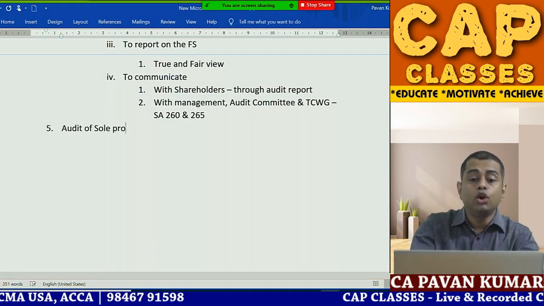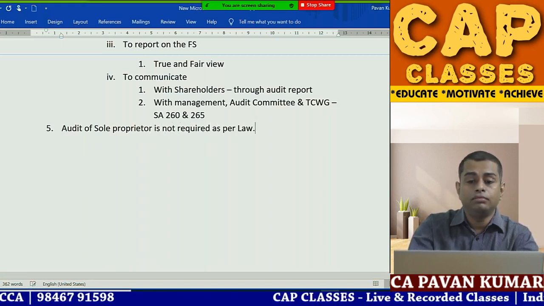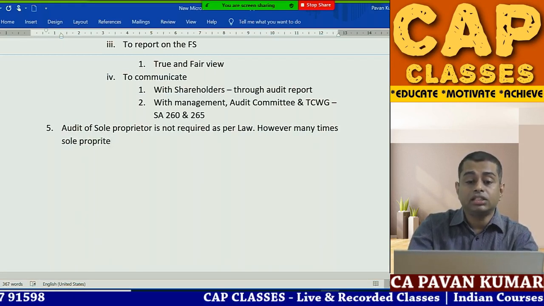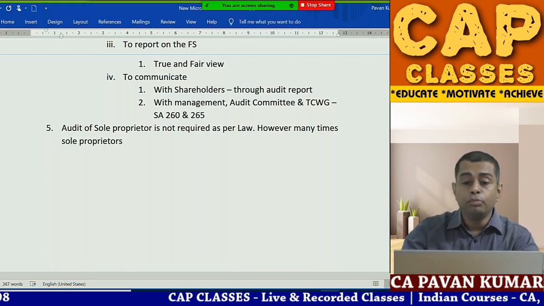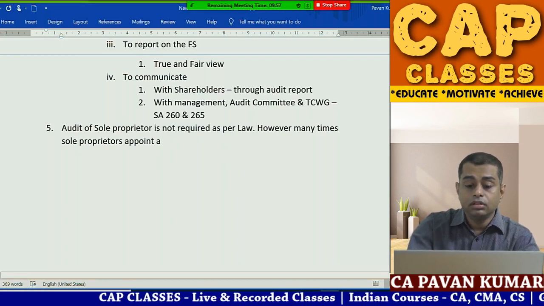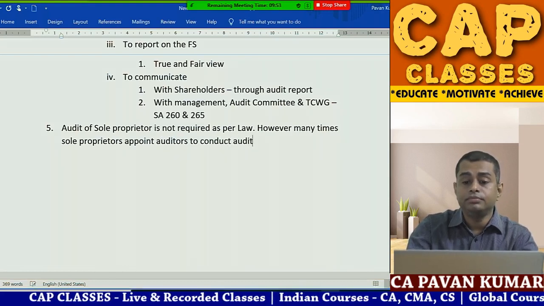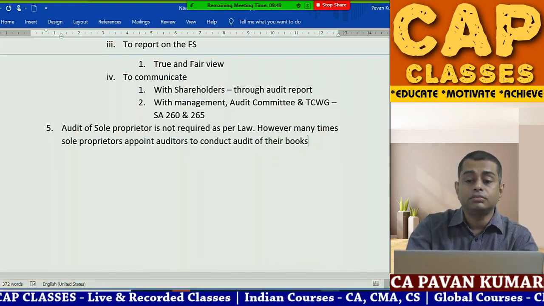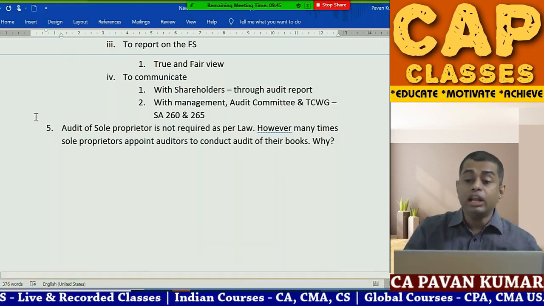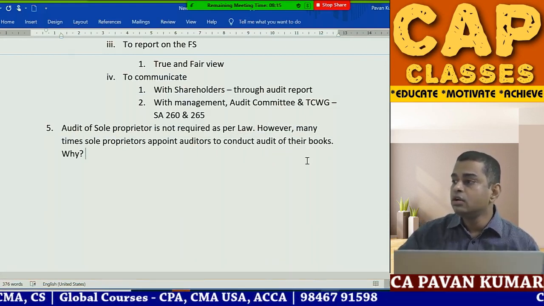Audit of a sole proprietor is not required as per law. However, many times sole proprietors appoint auditors to conduct audit of their books. Why? So read this question and tell me, what is the probable answer for this?